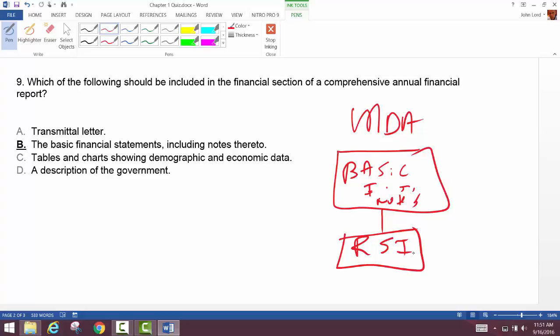The transmittal letter is in the intro section. Tables and charts showing demographic data is where? In the statistics section. A description of the government is in the MD&A. I'm thinking that would be in there, so this is kind of a screwy question. D shouldn't be there because that would confuse you, because you know that there's a description of the government in the MD&A, isn't there? So that's not the best question. Okay, let's go ahead.